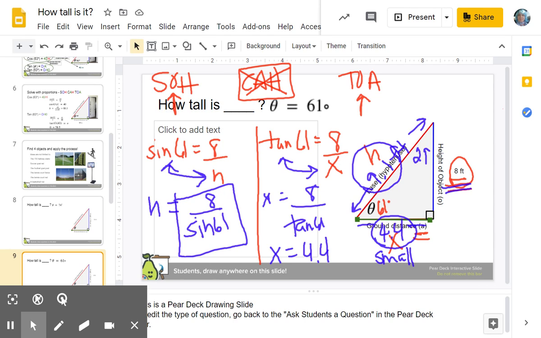Should we go to slide 10? Your back hurts or your brain hurts? Your hand? Yeah.